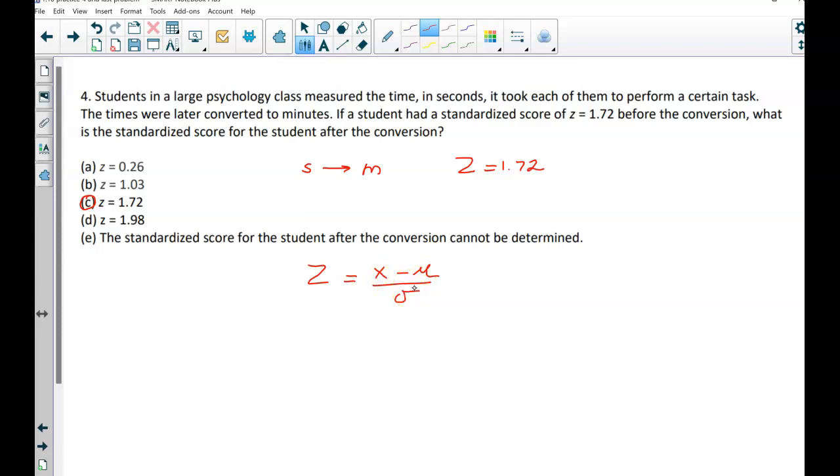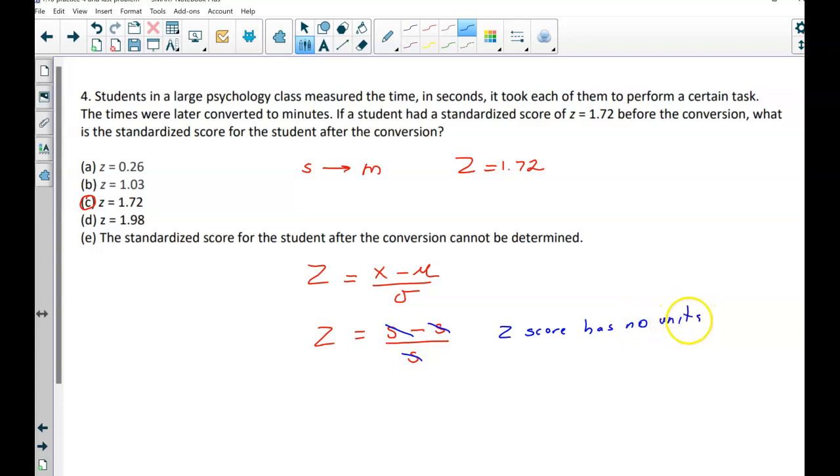So suppose our original information is in terms of seconds. The data is in terms of seconds, the mean is in terms of seconds, and the standard deviation is in terms of seconds. That's going to reduce to 1, and so a z-score has no units.